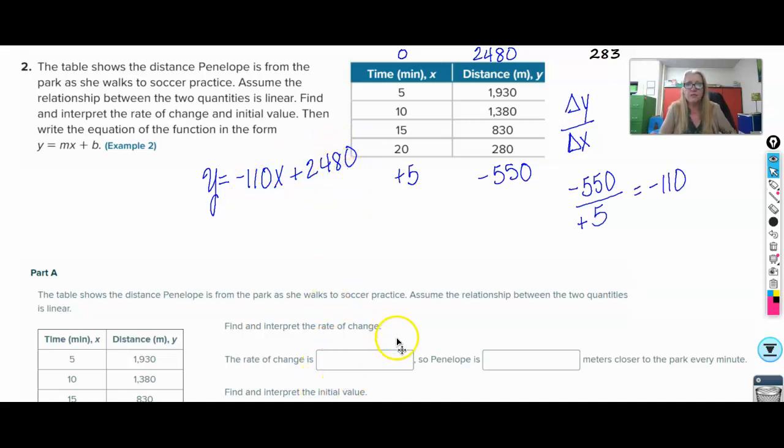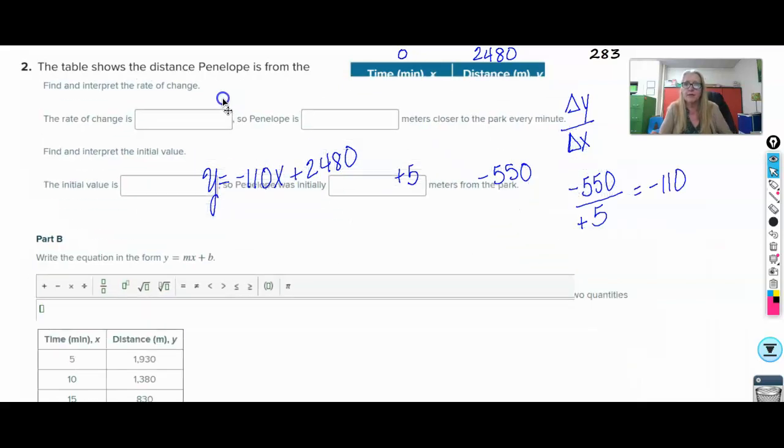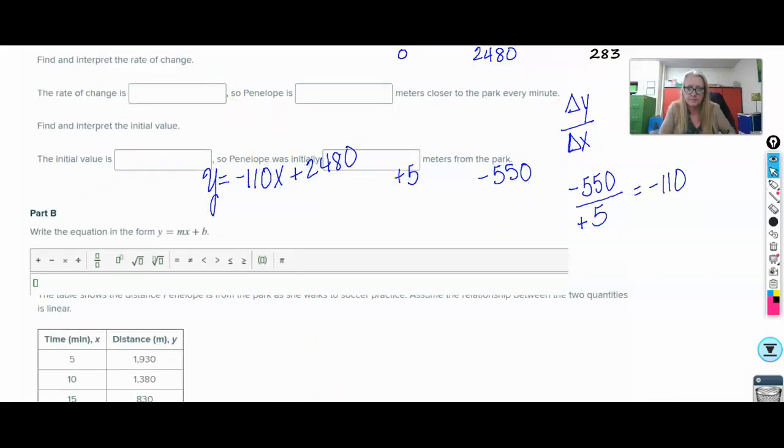So what would we put in these boxes down here? In this first one, the rate of change is negative 110. Now pay attention here, because of the way this is worded over here: Penelope is how many meters closer to the park every minute? This one will not be negative 110. This would be positive 110 because she is a positive 110 closer each time. Okay, so be careful of that. This first one has to be negative, but the second one is positive.